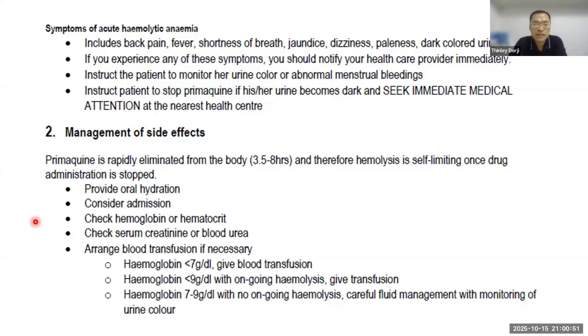However, if the hemoglobin is less than 7 or hemoglobin is less than 9 with ongoing bleeding, you may transfuse the patient with whole blood or packed red cells. However, despite the hemoglobin being a little bit lower, between 7 and 9, without ongoing bleeding, there's no need for transfusion, because after you have withdrawn the drug, the hemolysis stops.